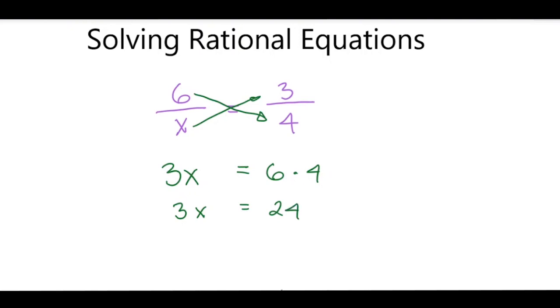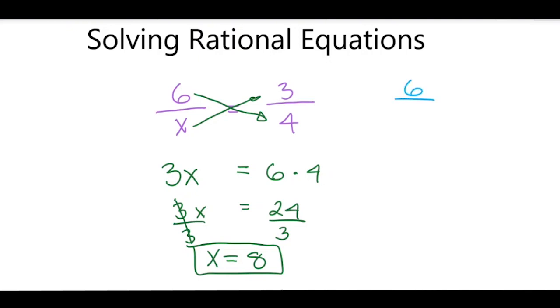Now to solve this, I simply divide both sides by 3. Those 3's cancel and I'm left with x equals 8. Well, that's our solution, but I need to check it to make sure it fits. So I'll plug it in. We'll have 6 over 8 is equal to 3 over 4. Well, I know that if I multiply 3 and 4 by 2, I get 6 over 8. So our final answer is x equals 8.